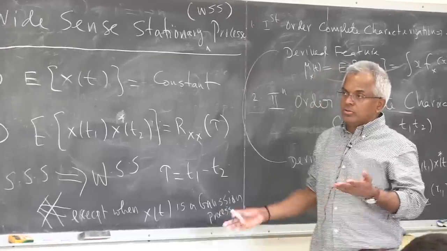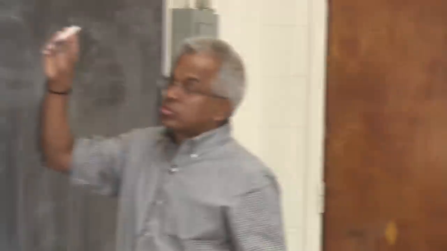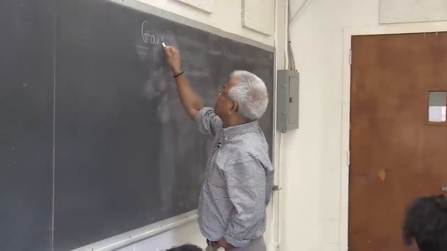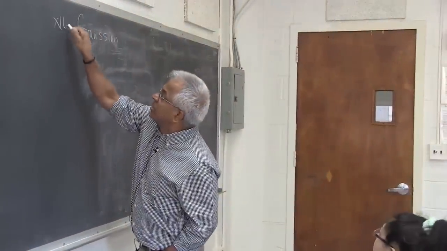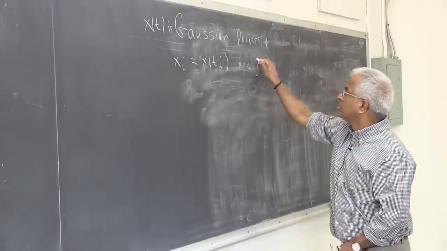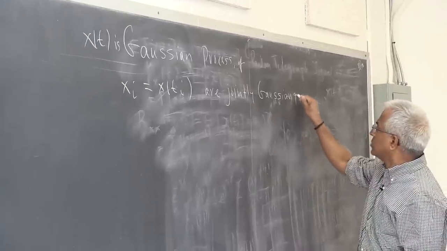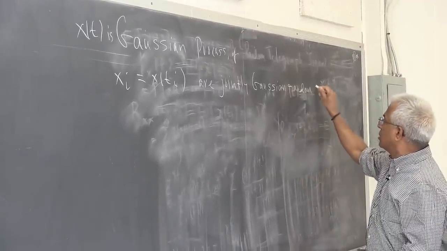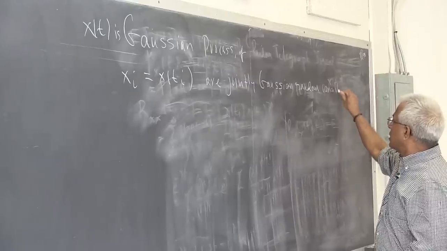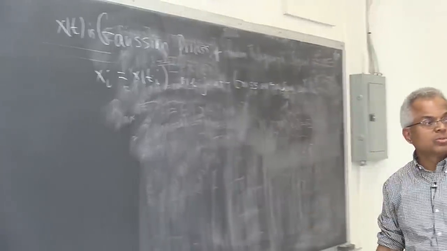All right, so you need to know what's a Gaussian. Let me just prove that exception, then we are done with this chain of thought. So the question is, what is a Gaussian process? We say x of t is Gaussian. So that's the definition of a Gaussian process. If you arbitrarily sample a process and generate random variables, they should be jointly Gaussian.